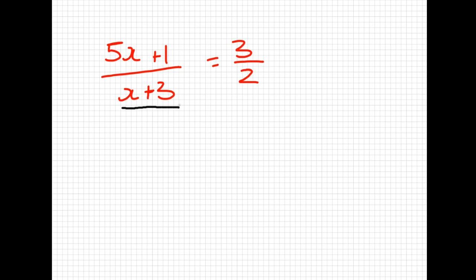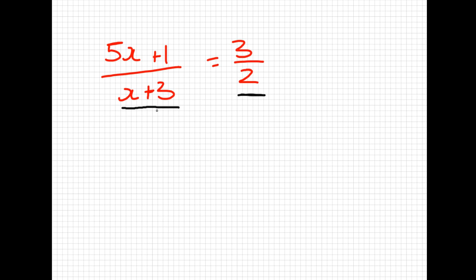So let's say I have (5x plus 1) over (x plus 3) equals 3/2. When I'm presented with this equation, the first thing I want to do is convert the fractions so they have the same denominator, so the same number on the bottom. But because this one on the bottom is x plus 3, it's hard to work out what a lowest common denominator is as a number. We can't do that unless we know what x is.